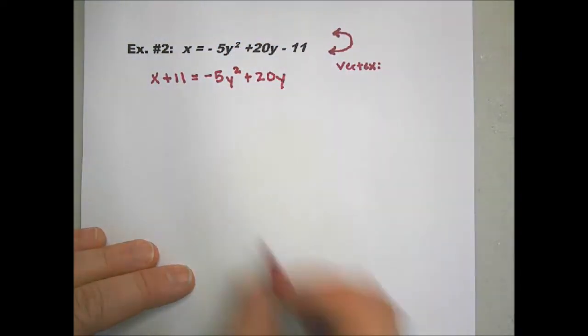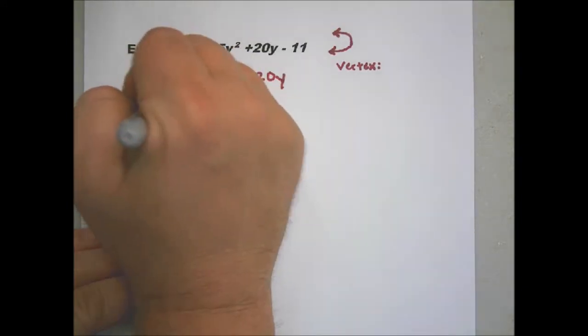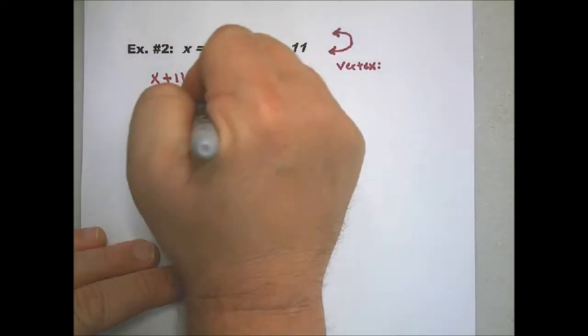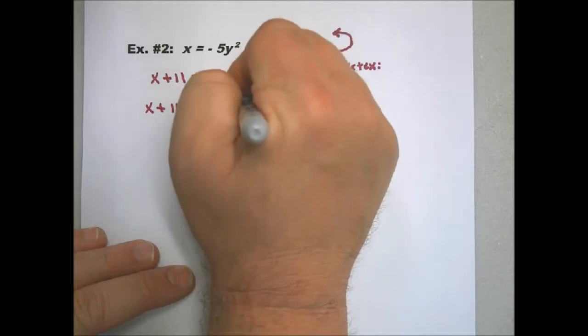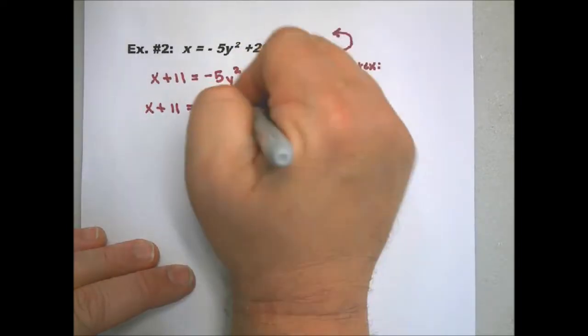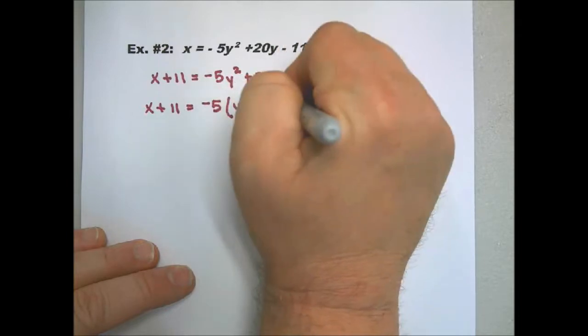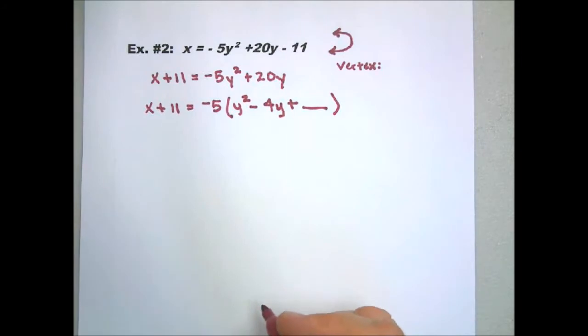Now, I'm going to complete the square with the y's. So x plus 11 equals, factor out the negative 5, and you would have y squared. Now 20 divided by negative 5 would be negative 4, so minus 4y. And remember, we're completing the square, so we're going to add that third missing term.